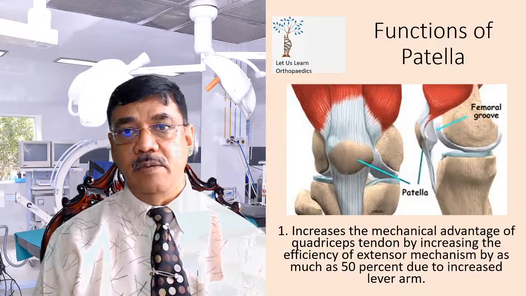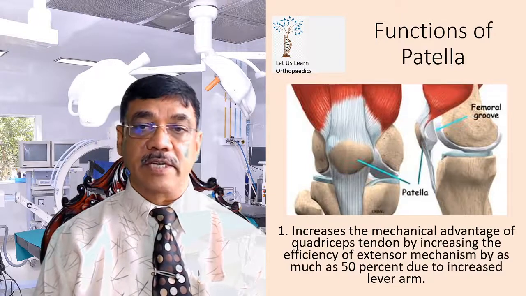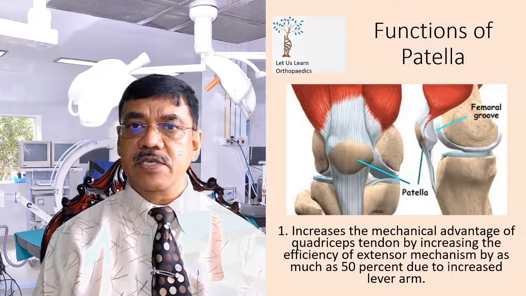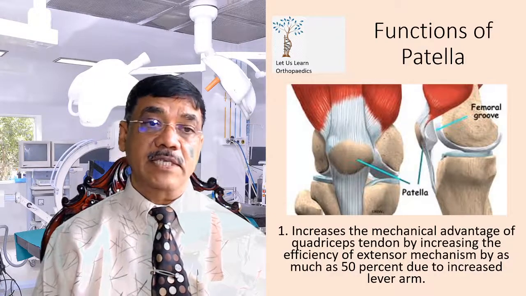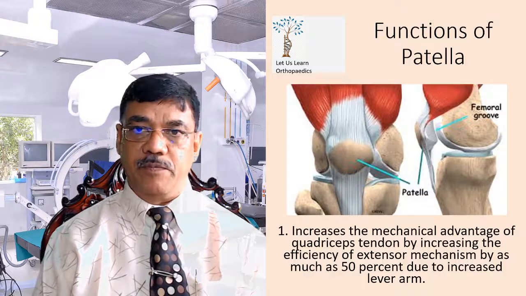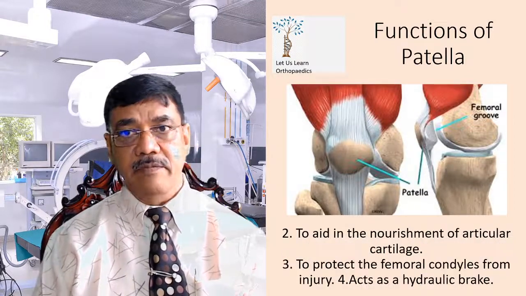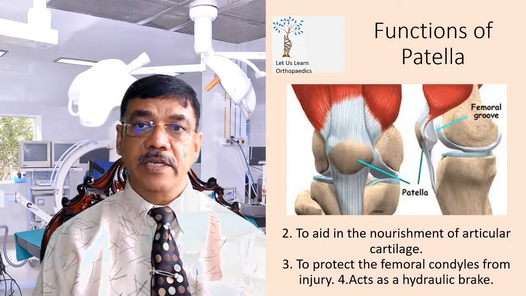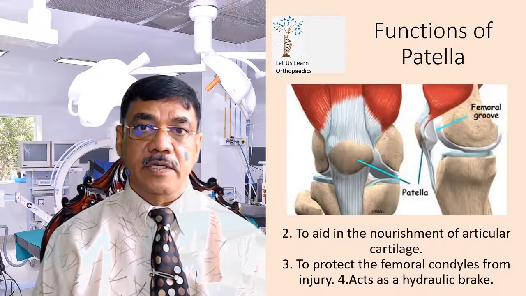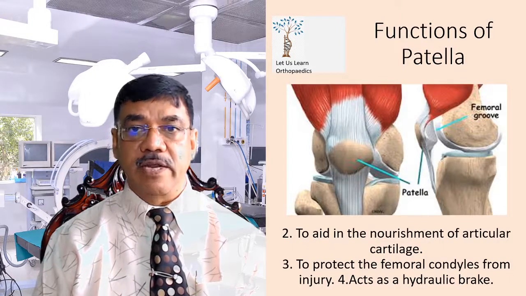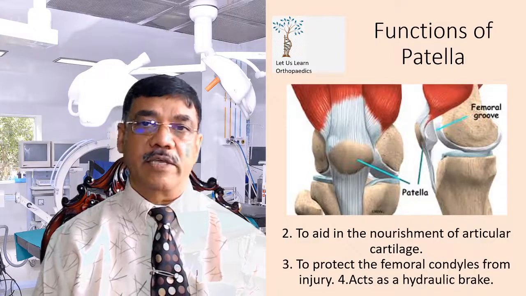1. Patella increases the mechanical advantages of quadriceps tendon by increasing the efficiency of the extensor mechanism by as much as 50% due to the increased lever arm. Second, it aids in the nourishment of articular cartilage. Third, it protects the femoral condyle from the injury. And fourth, it acts as a hydraulic brake.